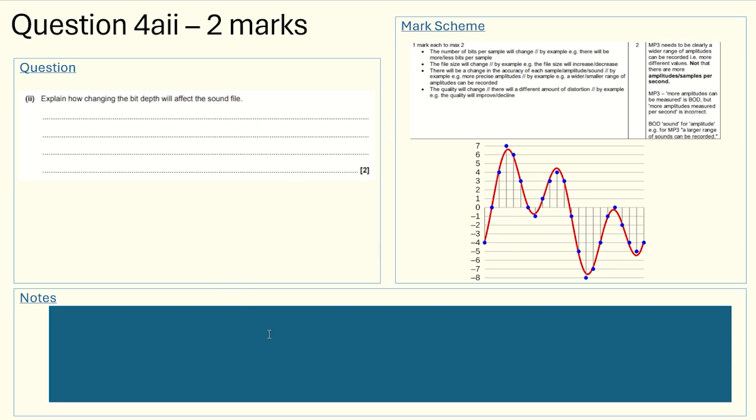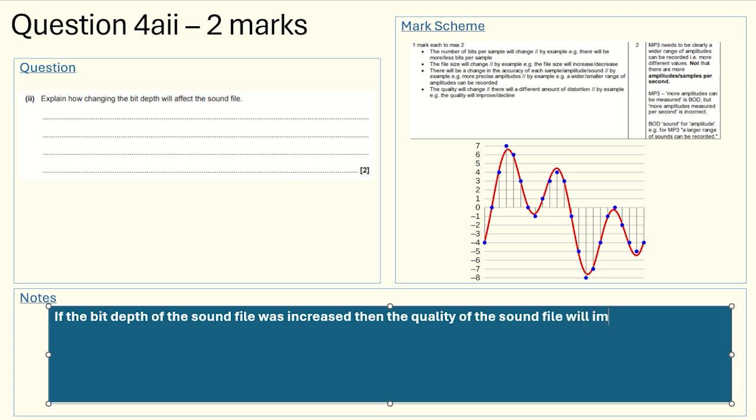Okay, so for this example here, let's write an example answer. We're explaining how changing the bit depth will affect the sound file. So let's say if the bit depth of the sound file was increased, so if we put an extra little increment here between 6 and 7 to make it more accurate, then the quality of the sound file will improve.